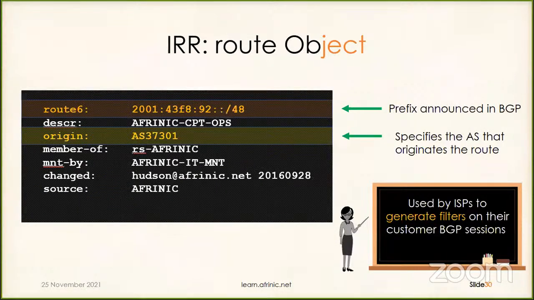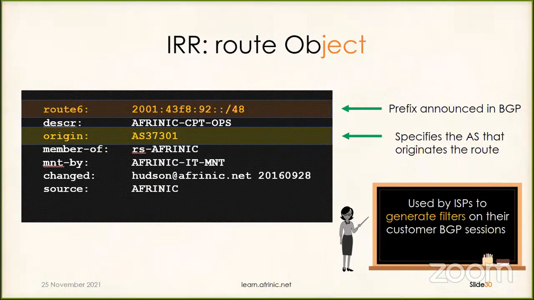Let's have a look at a route object. So here we have a route6 object for IPv6. You can see the origin. So here the origin is 37301. So from this route object, we're saying that this AS number is supposed to announce this IPv6 prefix. And one thing to note is that in route or route6 objects, the prefix is always specified in the classless address representation, so in CIDR format.